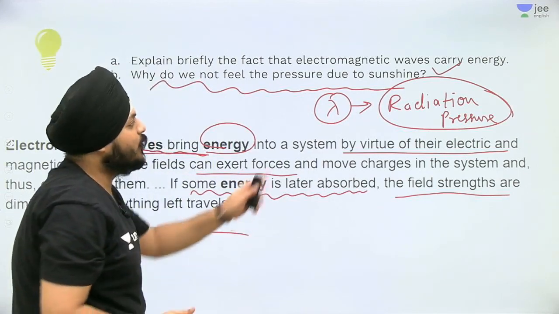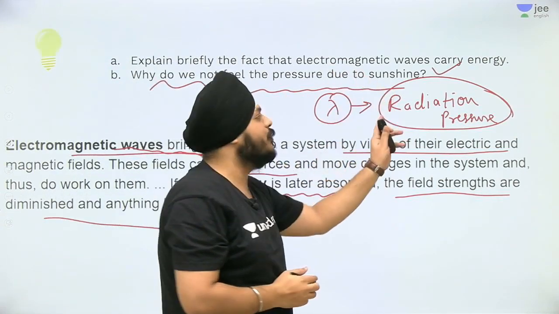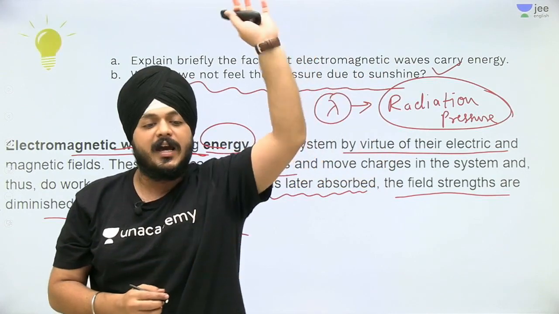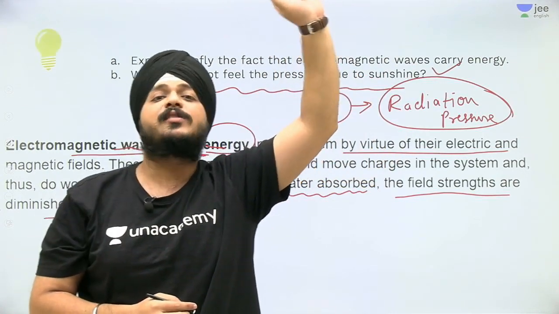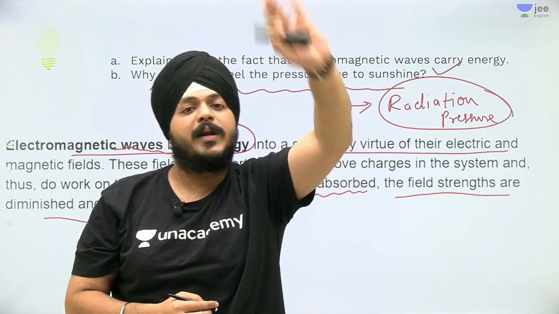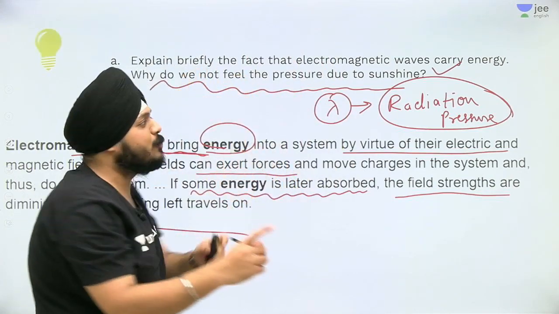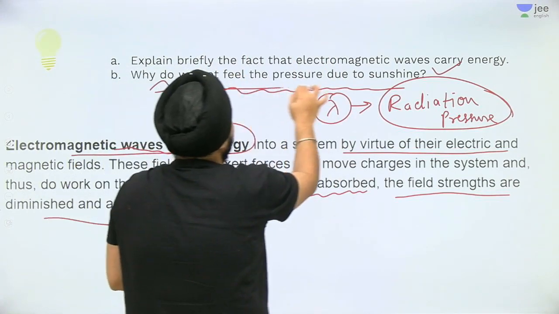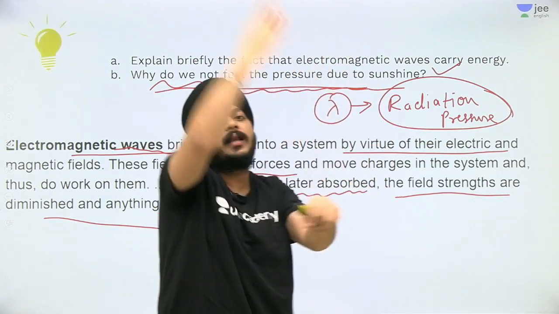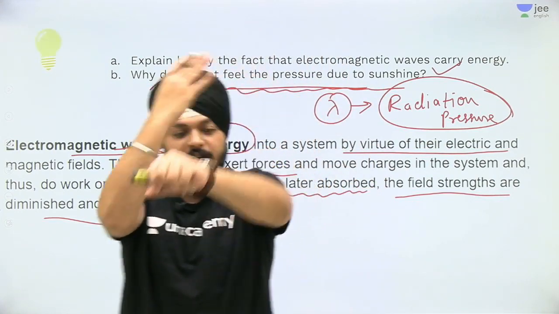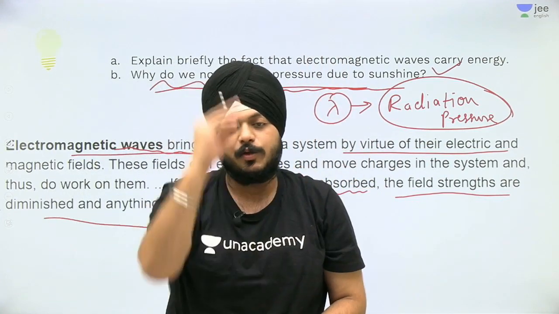So guys, according to this, if we replace some specific values, we get a very small value of the radiation pressure. Because of that small value of the radiation pressure, we are not feeling any kind of pressure due to the sunlight on the skin.